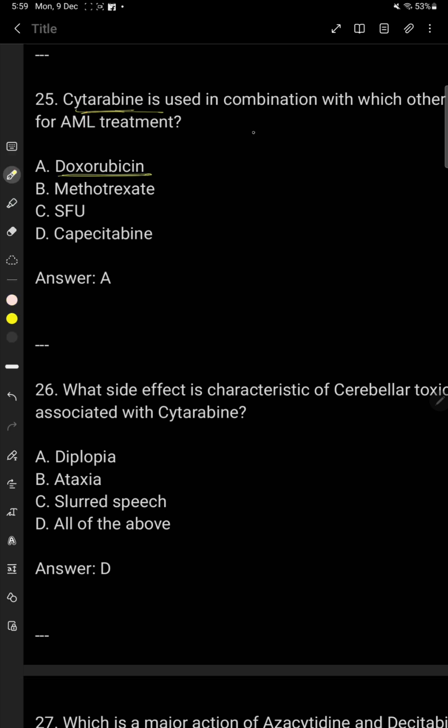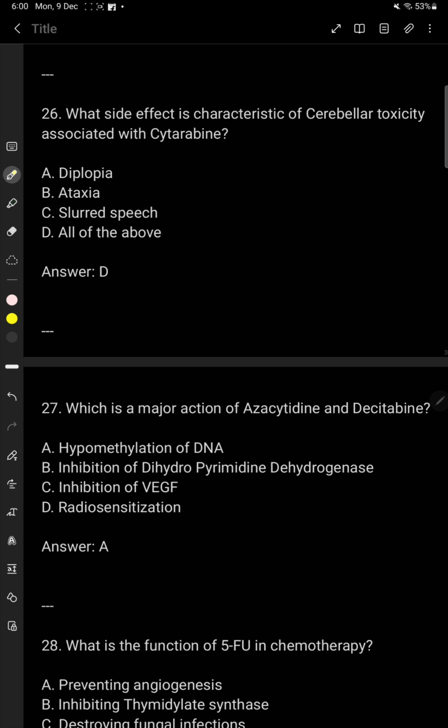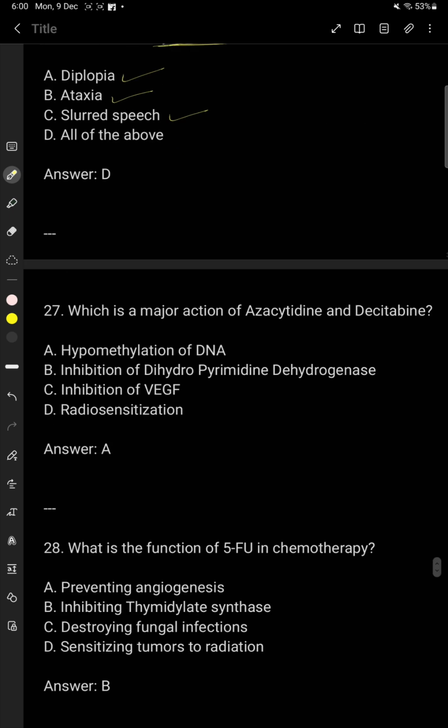So the regimen for AML is 7 days of cytarabine and then 3 days of doxorubicin. Which side effect is characteristic of cerebral toxicity associated with cytarabine? So cytarabine causes diplopia, ataxia, and slurred speech. So all of these are characteristic of cerebral toxicity associated with cytarabine.